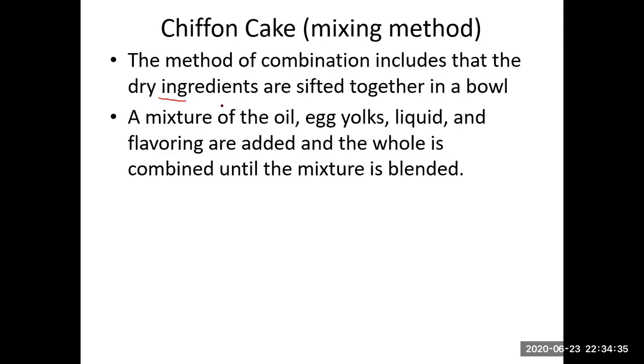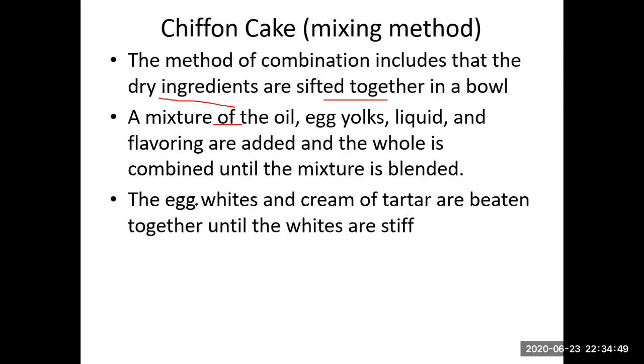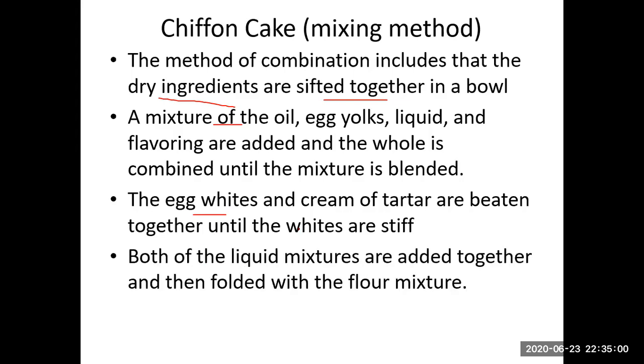What is that? First, all dry ingredients you have to sift together in a bowl. A mixture will be prepared with egg yolk, oil or other liquid. If you want to add any flavor, you add it there, and then the whole mixture is blended. Then you prepare another mixture with egg white, that is, the foam of egg white. After that, both of the liquid mixtures will be added together. And after adding that, you will mix in your flour by folding. So that is our method of chiffon cake mixing.